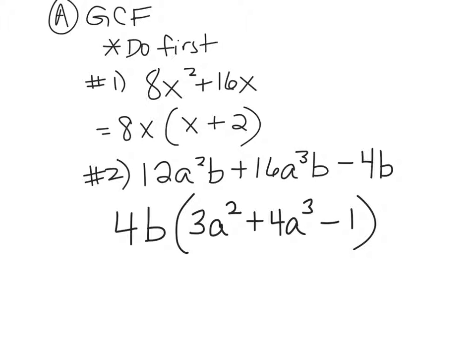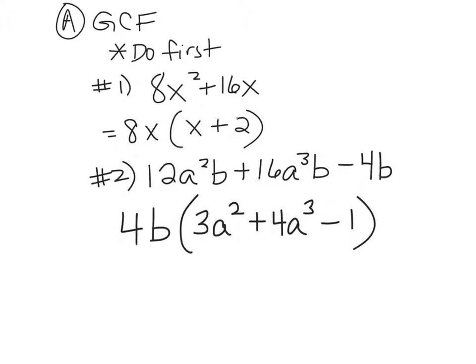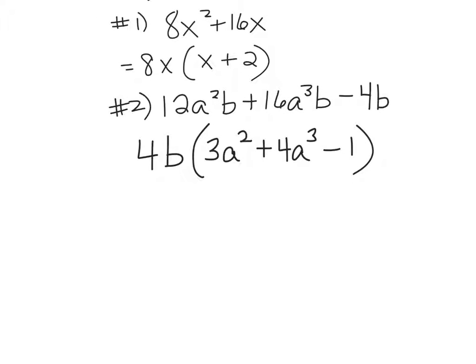Where'd you get 3a squared? So we divided 12 by 4, and then also b. The b came out too. And if you want to check your answer, like in your head, you could think about what would happen if I were to multiply, distribute this in? Would I get 12a squared b, 16a cubed b, minus 4b? Yeah, you would, right? You can think about that, okay? But make sure that if you do factor out the entire factor, you don't leave it as 0. That's actually a 1. Factor it out. Okay, so that's GCF, and that's going to be our first step when we do these problems.